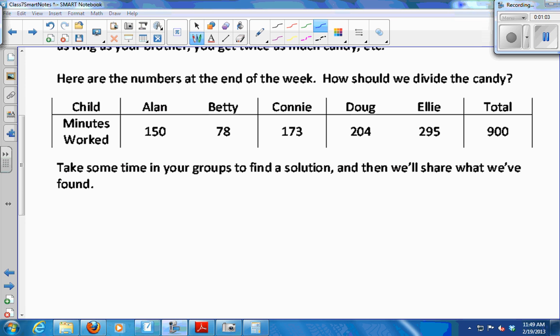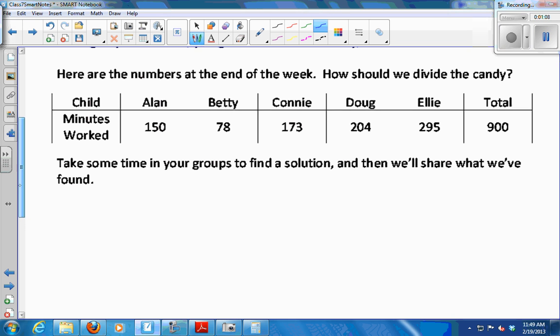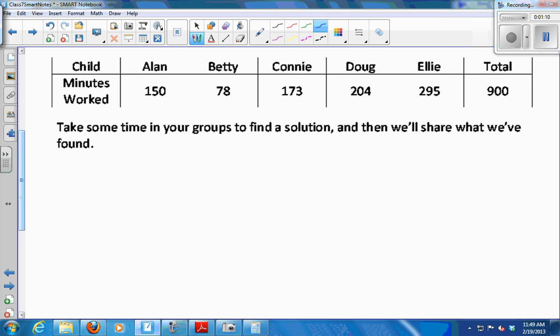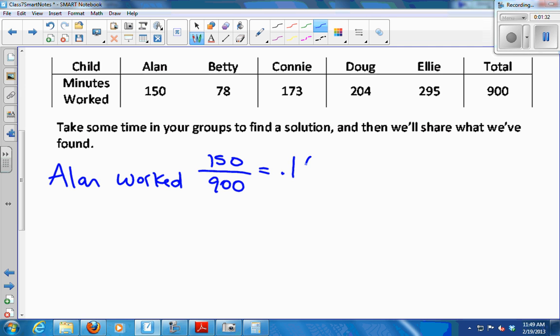Okay, so I've seen several different methods being used to calculate this. So probably the most popular one that I saw was to do this by percentages. So for each kid, figure out what percentage of the work they did and give them that percentage of the candy. So let's say Alan worked, he did 150 out of 900 minutes, right? Which is 0.16, or 16.67%.